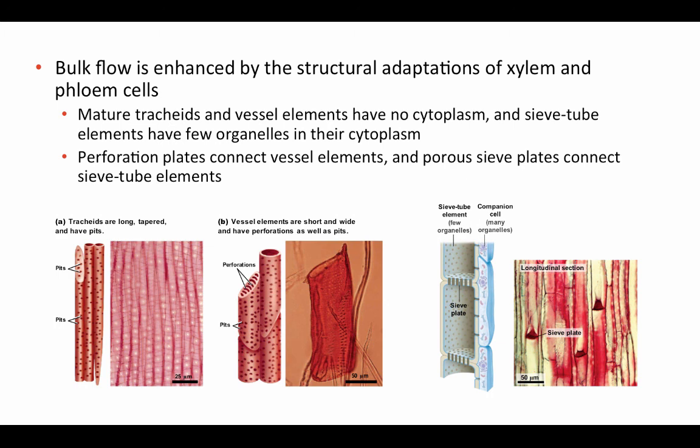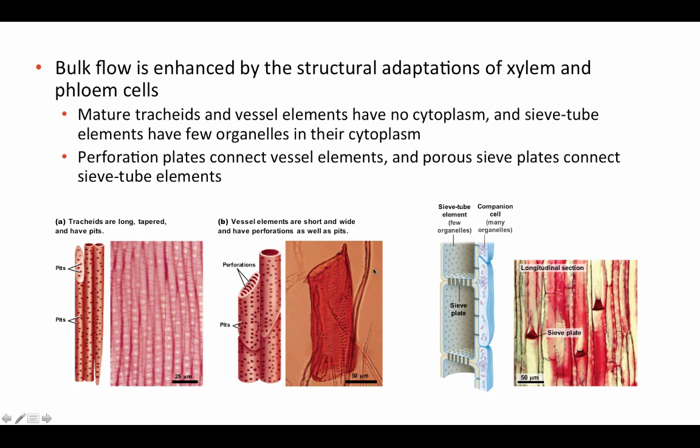So mature tracheids and vessel elements have no cytoplasm. Why? Because the larger the diameter of the lumen of the vessel, the empty space inside the cylinder, the higher the rate of flow that can move through that vessel. So cytoplasm and other living materials are just going to take up space on the inside that could be used for rapid flow through those vessels.